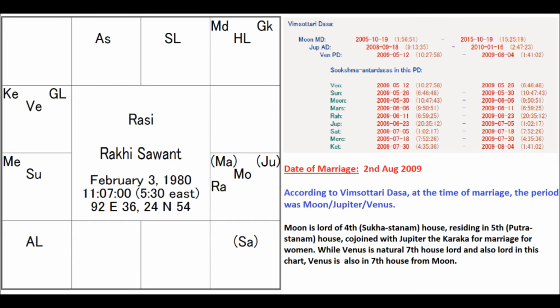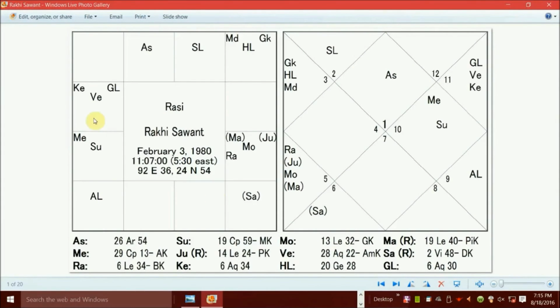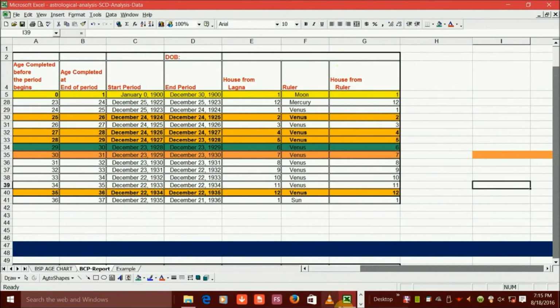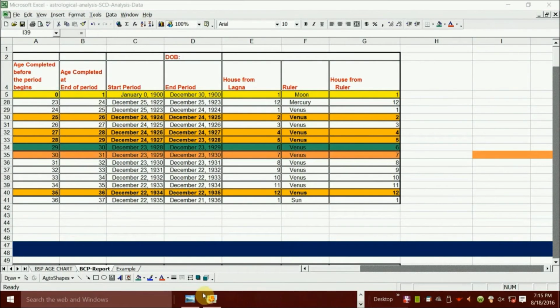Now let's go to Sudharshana Chakra Dasa and see at this time what the plan is, which house is the Mahadasa and which house is the Antardasa. This is the natal chart of Rakhi Sawant, the Bollywood actress. She got married in 2009, and her ascendant is 26 degrees 54 minutes. First of all, let's look at the chart analysis.